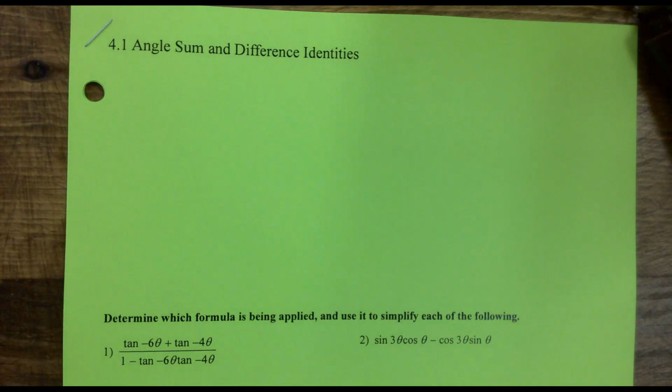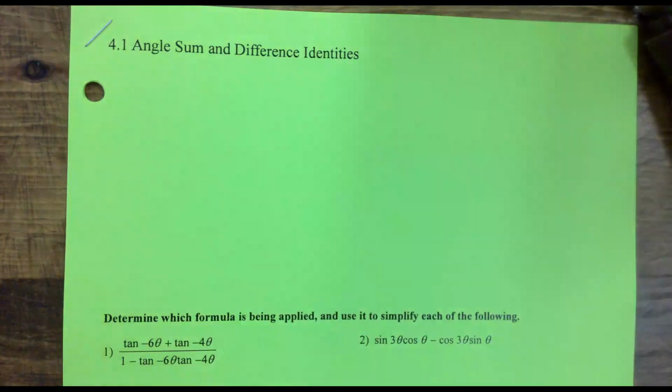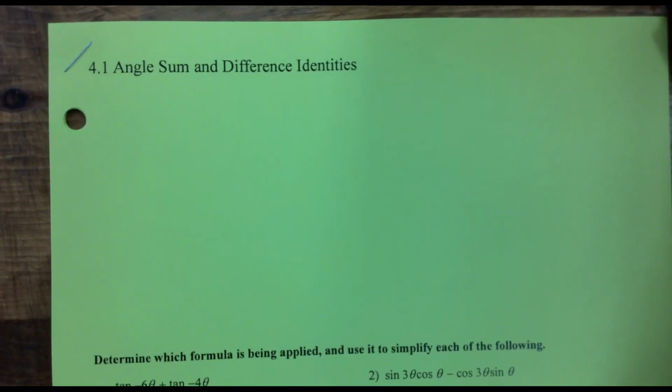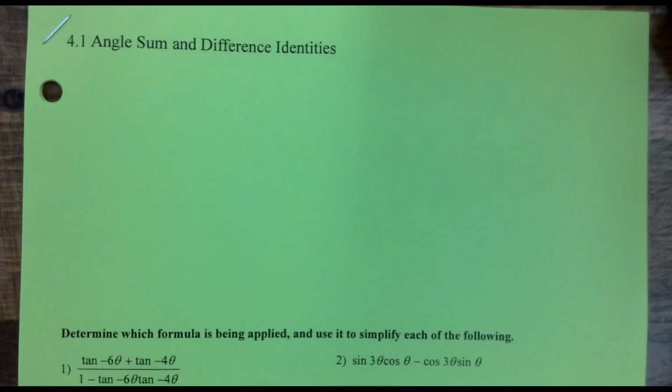You'll get this. We start slow, and today is sum and difference identities. And again, we are restricting it to sine, cosine, and tangent.